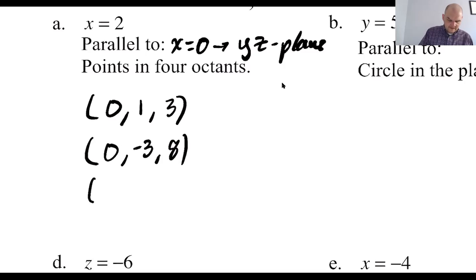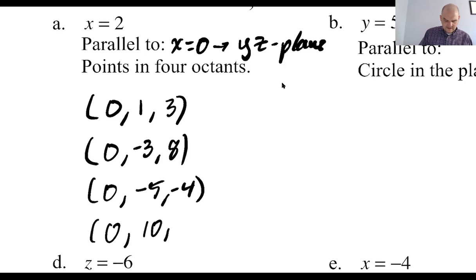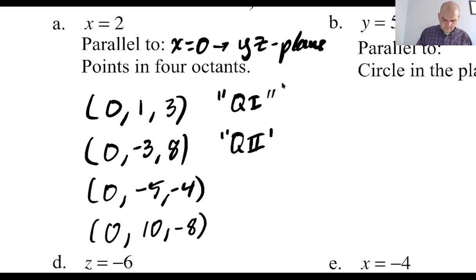And then x will be 0. I'll make them both negative: -5, -4. Just be systematic about it. And then 0, and then x has to be positive. Let's go with 10, and y has to be negative. Let's go with -8. So this would be like quadrant 1. It's not really quadrant 1, it's quadrant 1 of the plane x equals 2. This would be like quadrant 2, and you could fill in the rest if you wanted to.